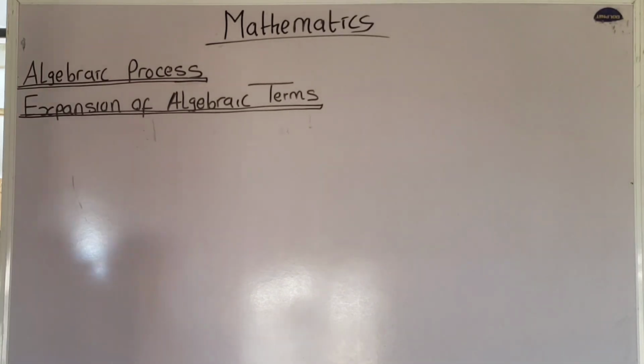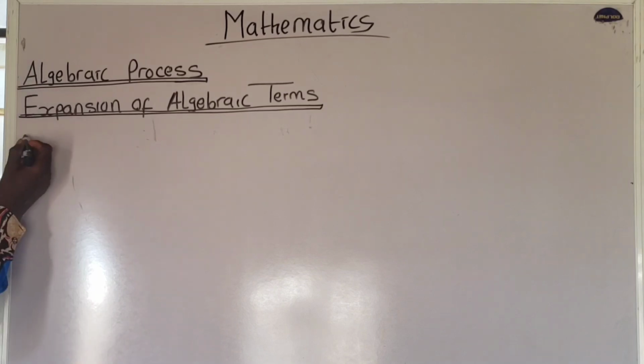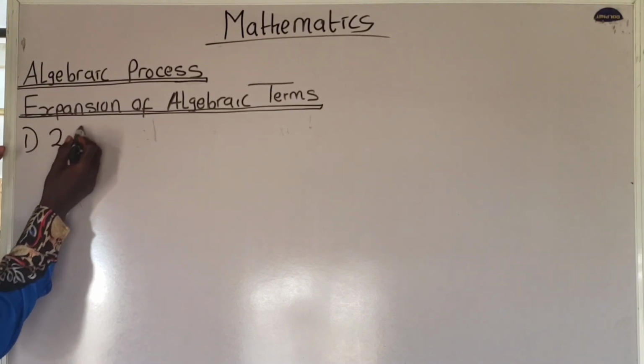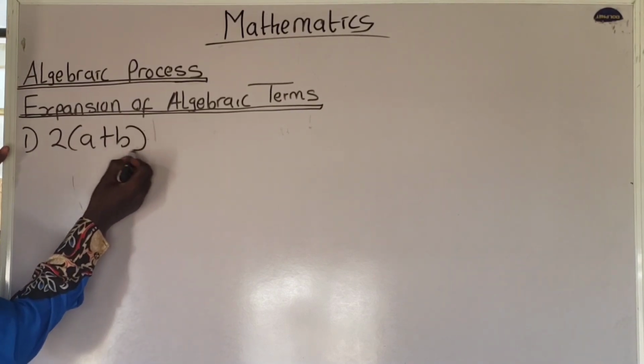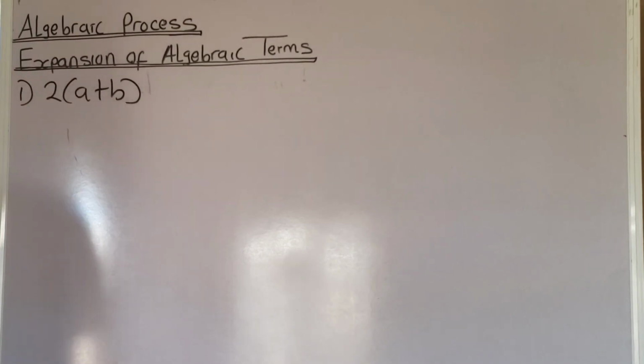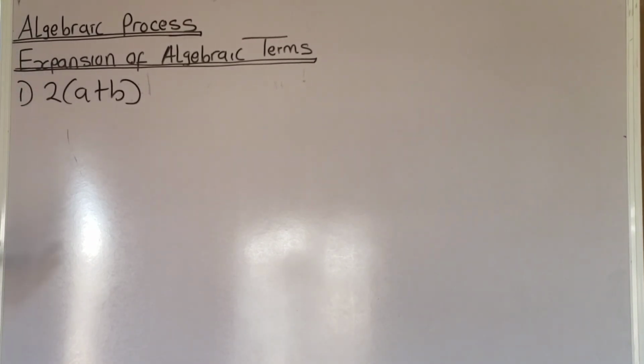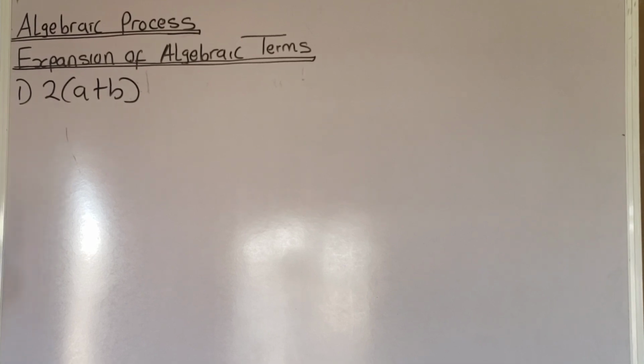We are asked to determine the expansion of 2 into bracket a plus b. Okay, let's start. All we have to do here is to take the bracket. You understand? Expansion means what? Removing brackets. Don't forget, in our previous class, I explained that to you.